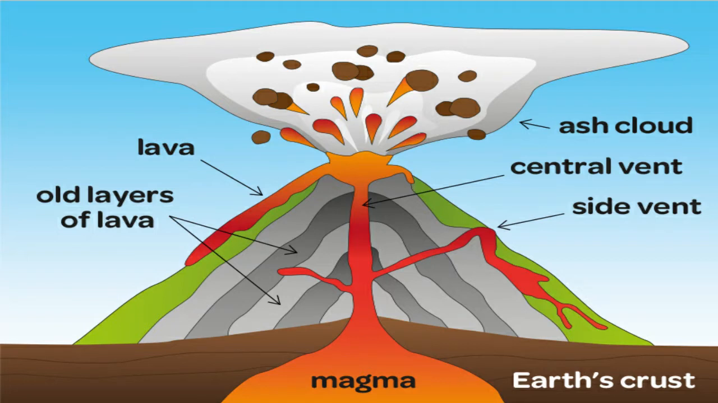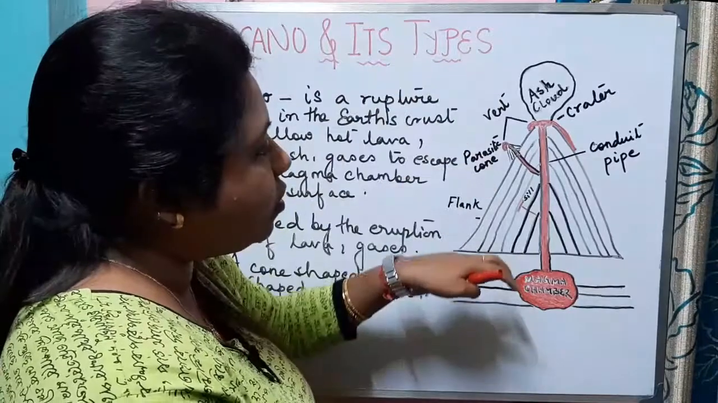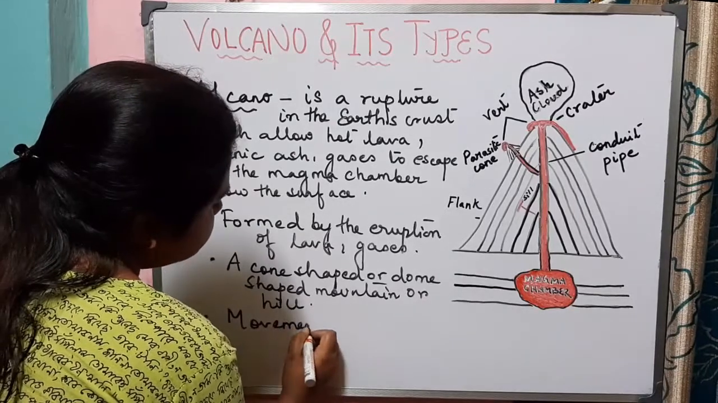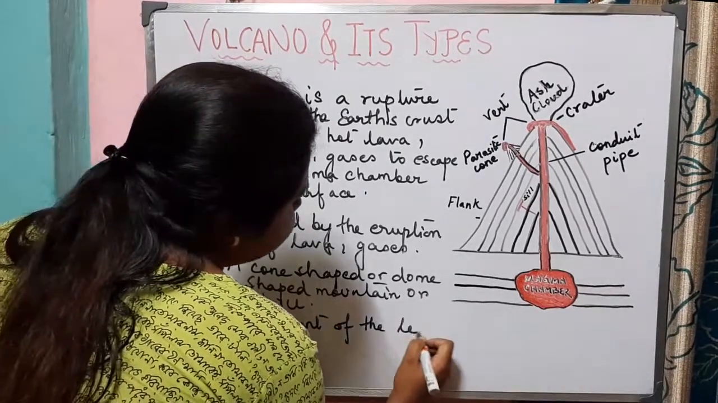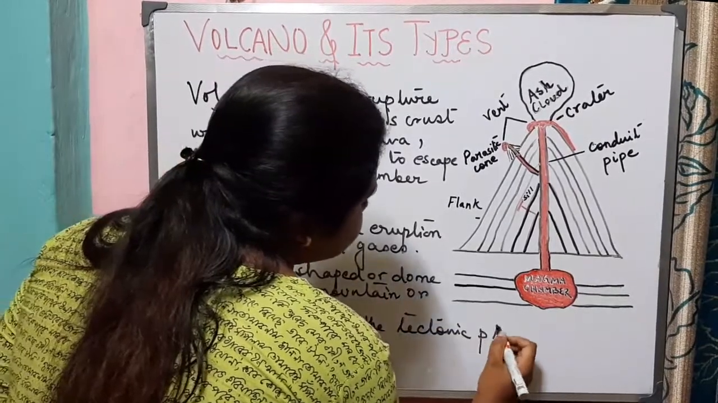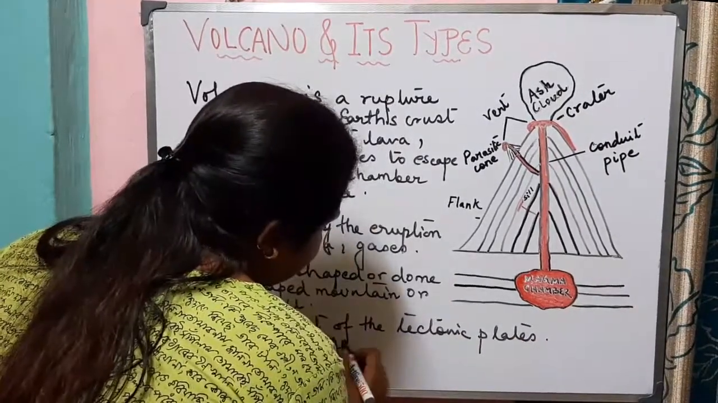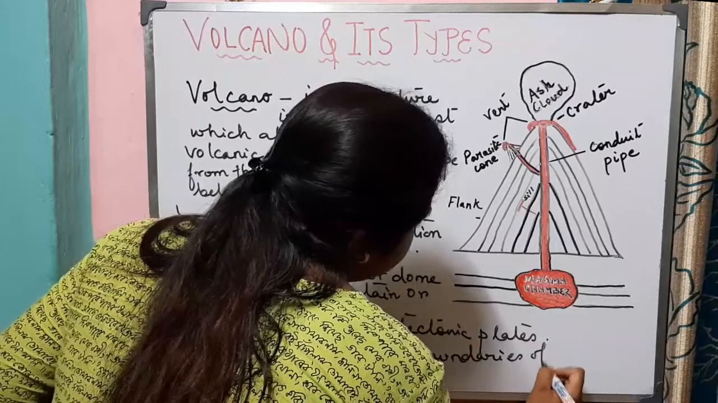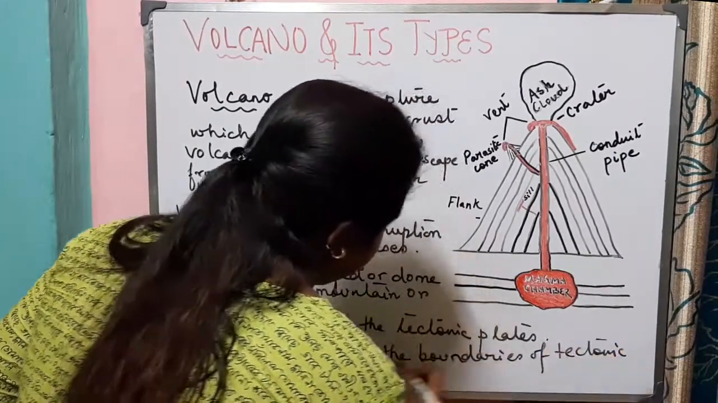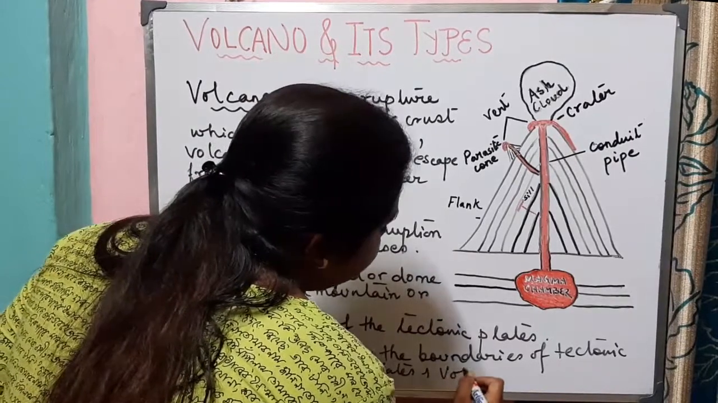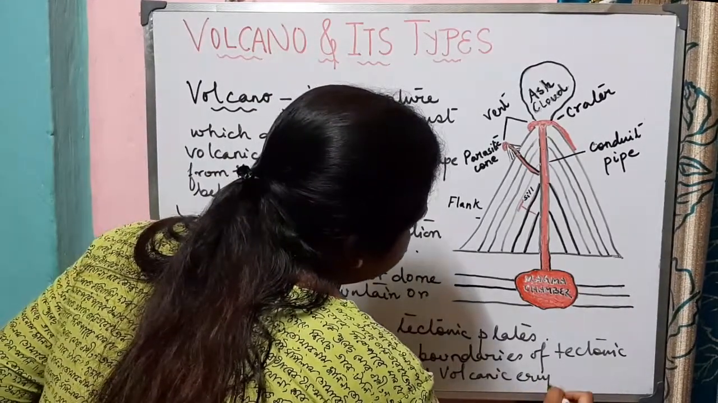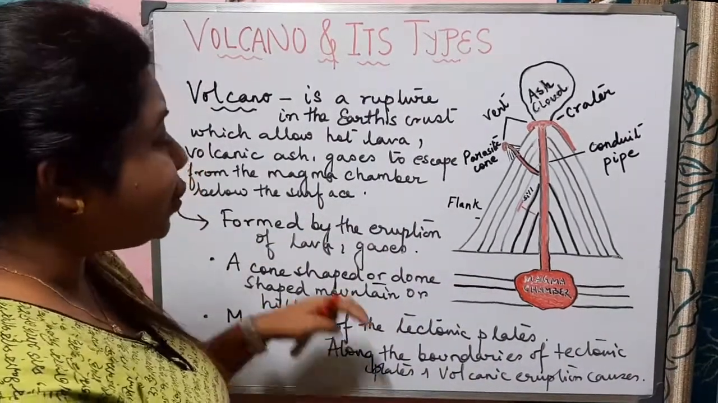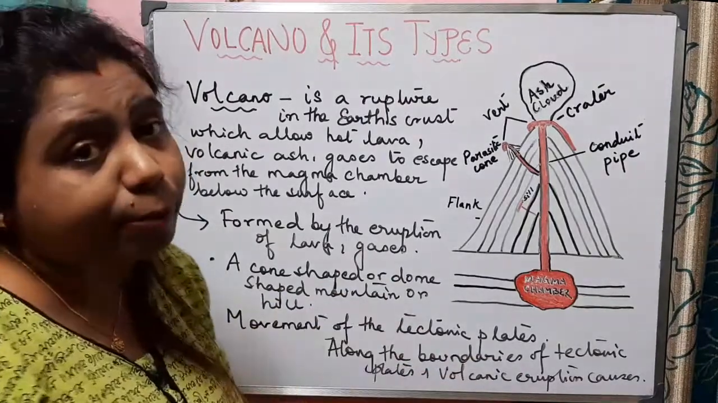Now, how do volcanoes form? Why does the magma want to come out to the surface of the earth? What are the reasons? Volcanic eruption occurs due to the movement of the tectonic plates. So we can say that along the boundaries of the tectonic plates, volcanic eruption is caused. Now let us know how, due to the movement of the tectonic plates, volcanic eruptions are caused.